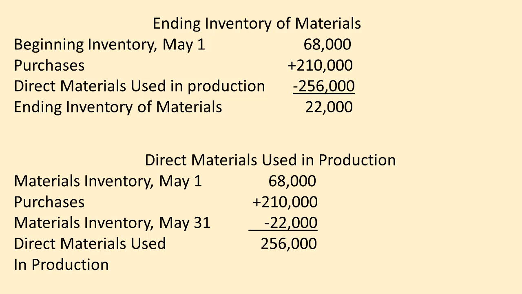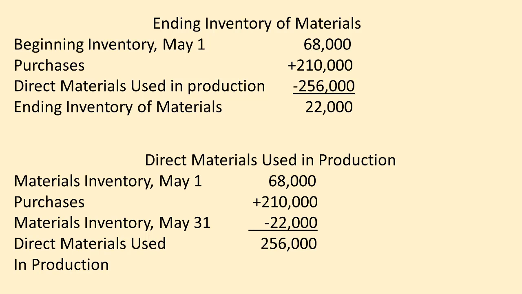So they tell us there's $68,000 worth of blue jean material on May 1st. During the month we bought $210,000 worth of blue jean material, and $256,000 of that was used during the month to produce blue jeans. That means at the end of the month we had $22,000 worth of blue jean material left in inventory.